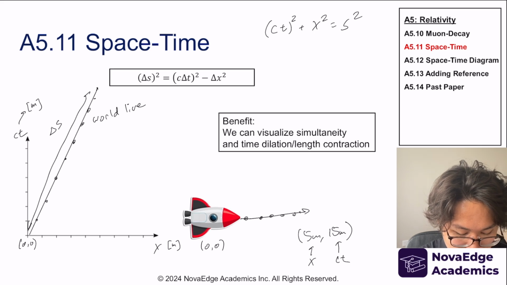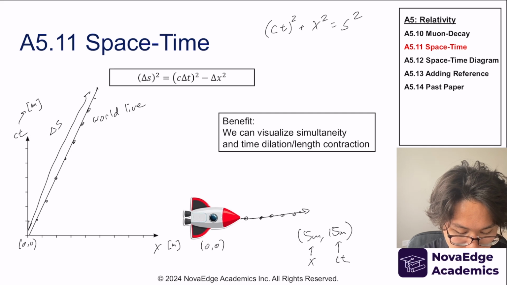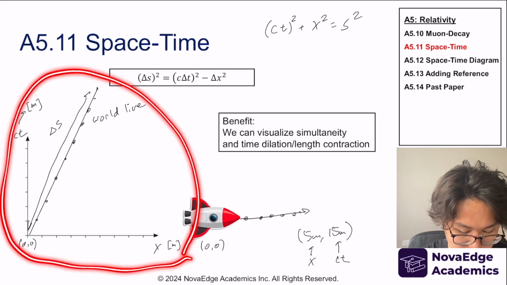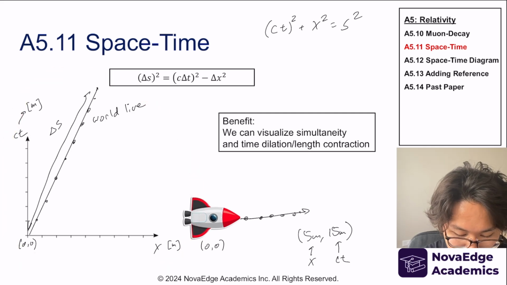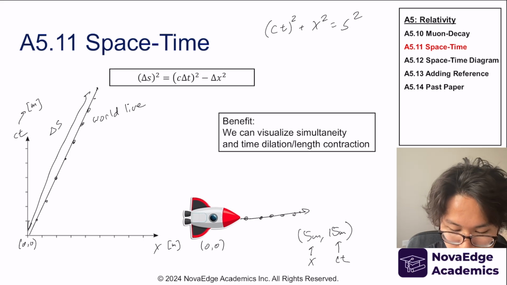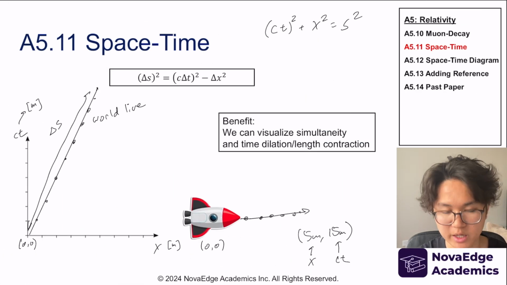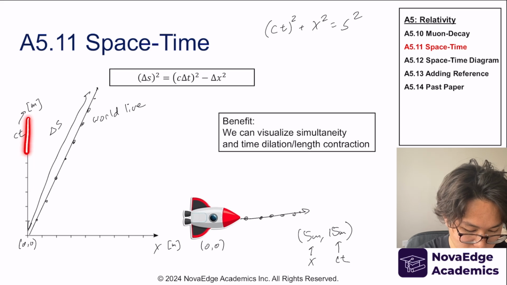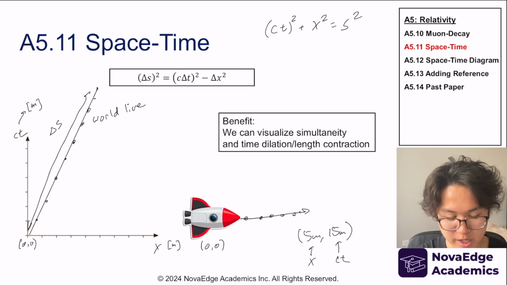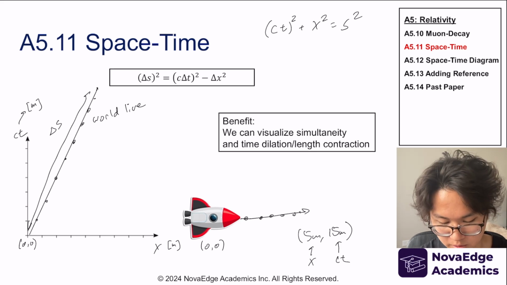Now, why is this important? Well, you're going to see in a bit. But first, the benefit of this space-time diagram, as we call it, is that we're going to be able to visualize simultaneity and time dilation or length contraction. And the way we do that a bit later is by adding reference frames. So this one is on one reference frame right now. We're going to be adding several and see how that's going to be the case. But don't worry if you're confused right now. It's going to be clear in about 2 to 3 slides.